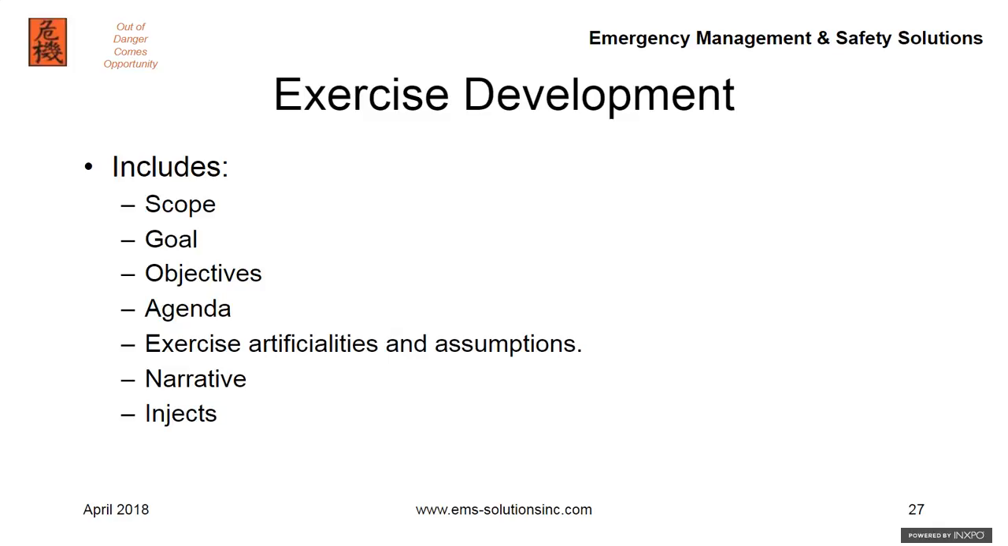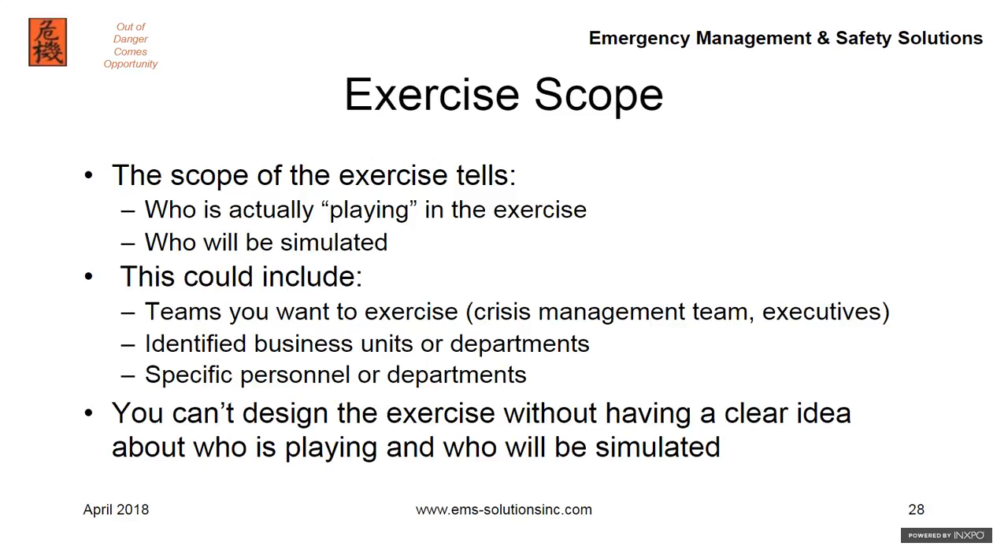And I have a lot to talk about, and I'm going to try and cram it all in here as fast as I can. So the exercise scope, this tells you who's actually playing. And this is really important, because before you design an exercise, you need to make sure you're clear about who's playing, so that when you design the scenario and you design the index, it matches who is in the room.